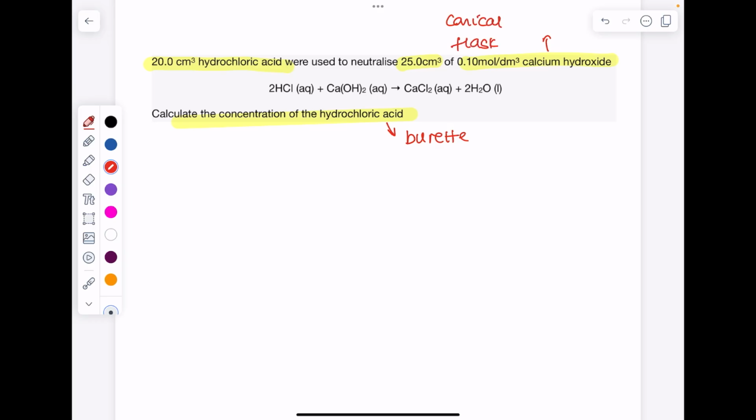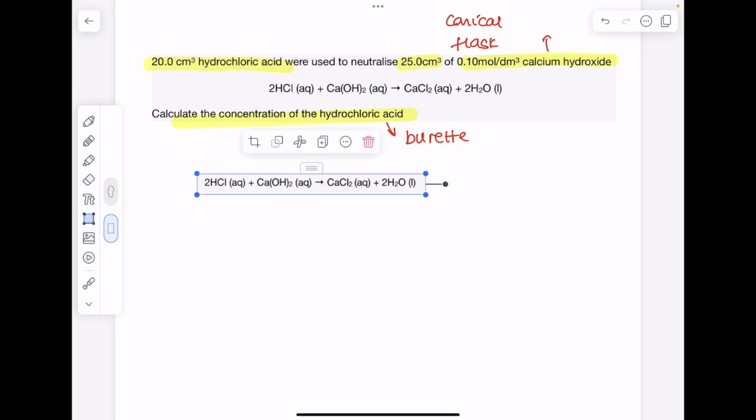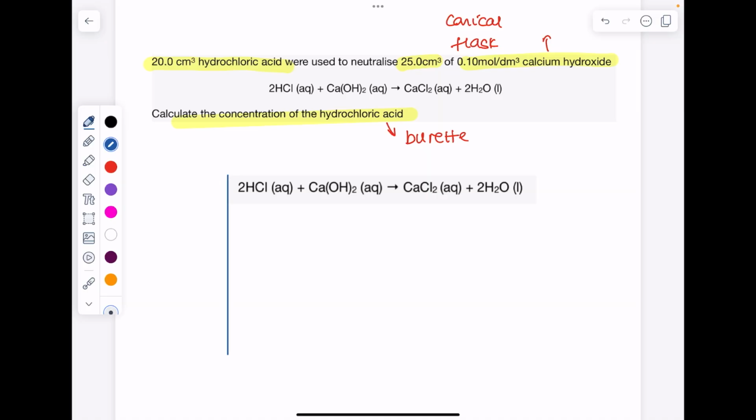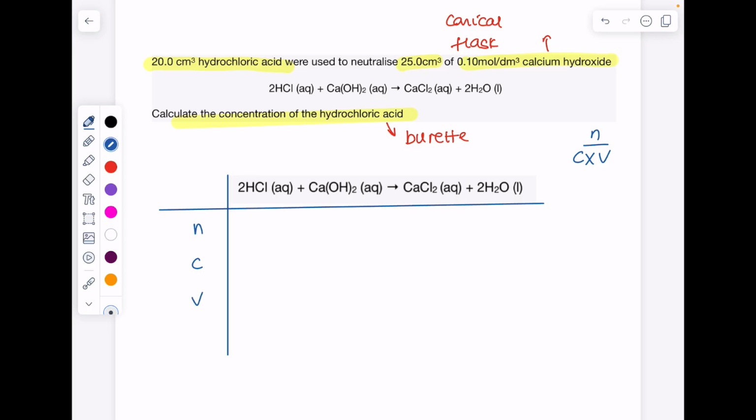Try and bear in mind what's going on with titrations. So I like to use this scaffold in order to answer these questions because it makes it super straightforward. You want to rewrite the equation and then create a table. You're using this formula triangle, and then you list N, C, and V. N stands for number of moles, C stands for concentration, V is volume. So we're after the concentration of hydrochloric acid. Here's my hydrochloric acid, so I'm going to put an X here because I'm after its concentration.